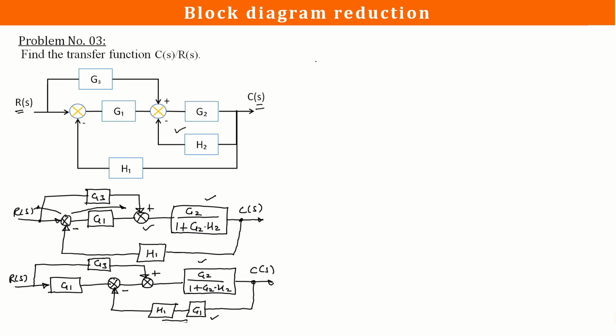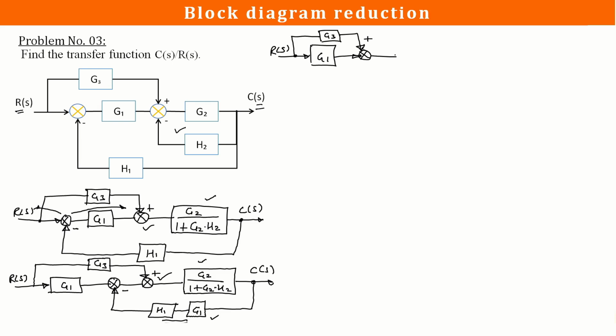So here we are having R of S, and then we are having block G1. Then after that we have a summing point here. Now this summing point is this one, so it is interchanged. Because of that we can draw block G3 here, and it is ending on this summing point with positive signal. So now these two blocks are in parallel because both the signals are moving in forward direction.